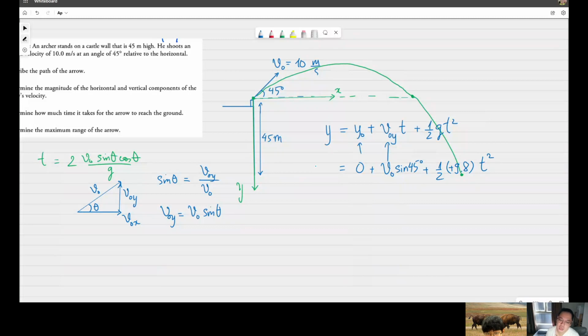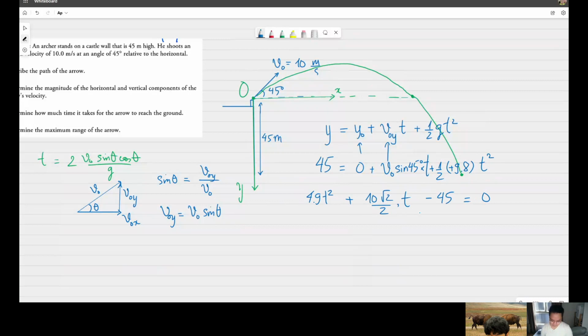The height when it reached the ground is 45 meters compared to the origin O here. Okay, 45 meters. So basically, I missed a letter t here, another term after the sine. So this is a quadratic equation. We can rewrite that equation. Half of 9.8 is 4.9 t squared. v0 is 10, sine of 45 degrees is square root of 2 over 2, then multiply with time, and minus 45 equals 0.